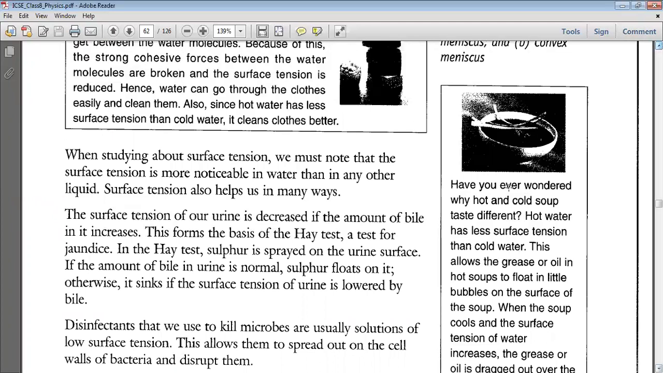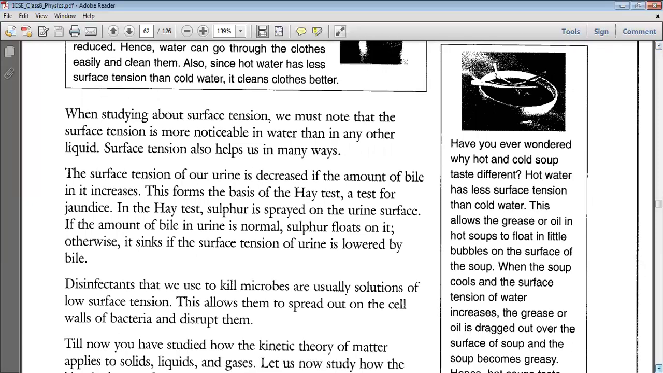portion, have you ever wondered why hot and cold soup taste different? Some understanding. Let's see. Hot water has less surface tension, right, than cold water. Now this allows the grease or oil in hot soups to float in little bubbles on the surface of the soup. So bubbles can actually float on the surface.